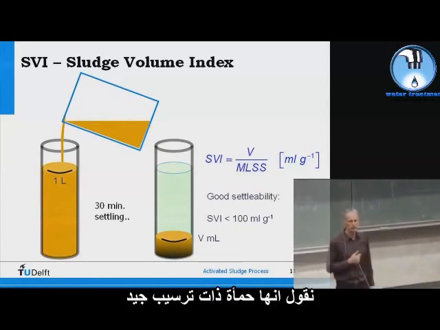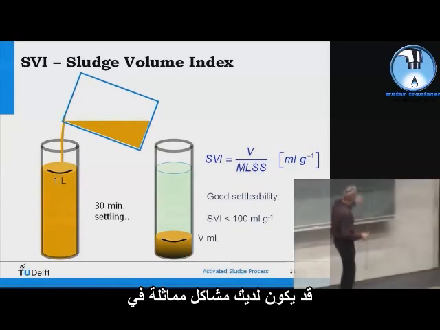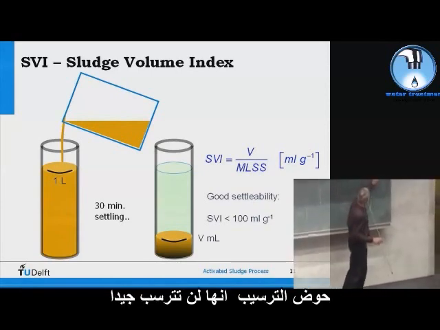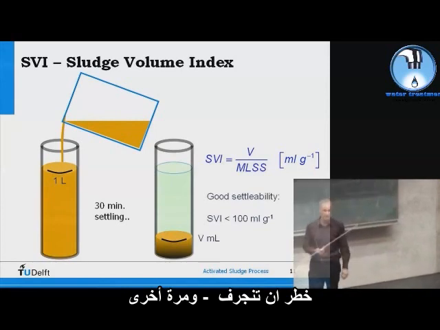Okay, well, when this is smaller than 100, typically 50 milliliters per gram of sludge, then we say it's good settleable sludge. Settleability is good. If it's not, you might have problems in the settling tank. It won't settle very well, and then there's a risk that it will be washed out.